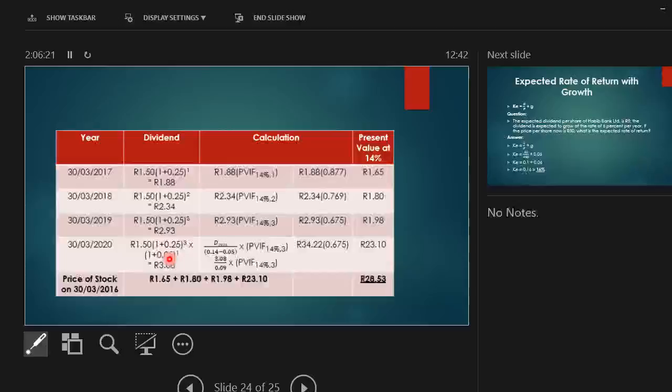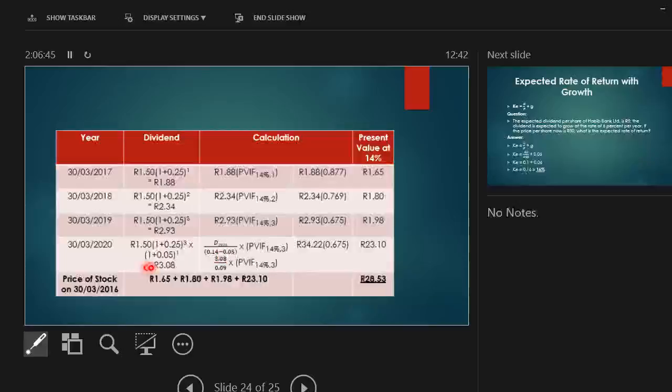All right, I actually wanted Jabulile to see that part, because this is where we now apply the formula. Jabulile, you see where we now apply that formula. We apply it in year 4, after those first 3 years. This is where it comes in.